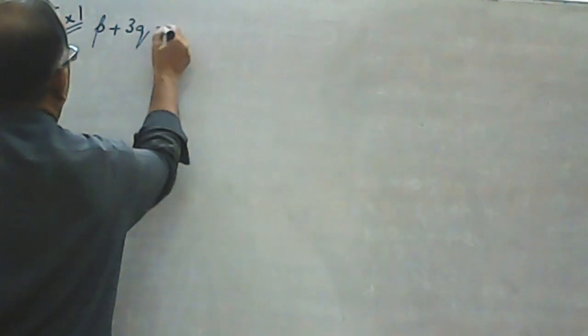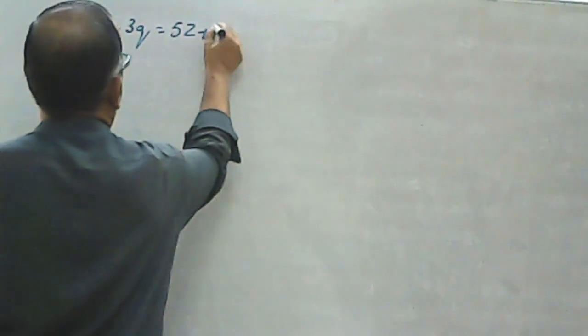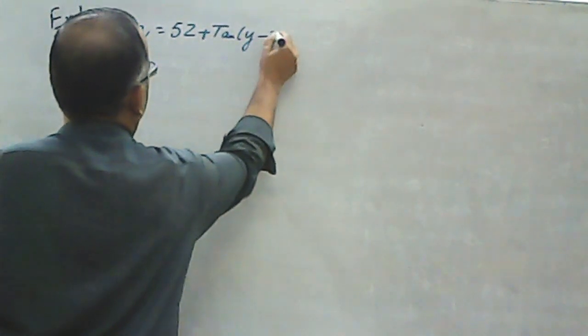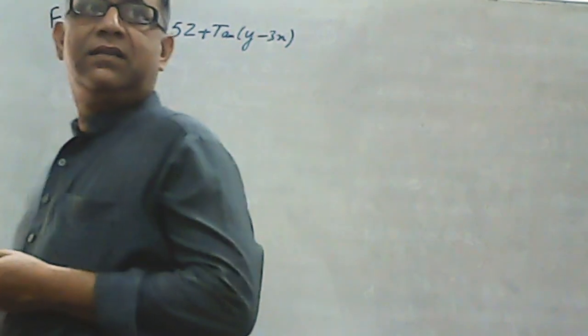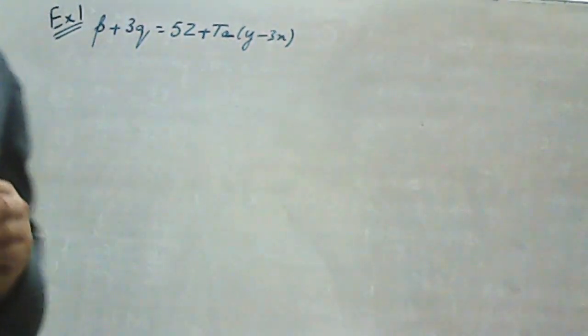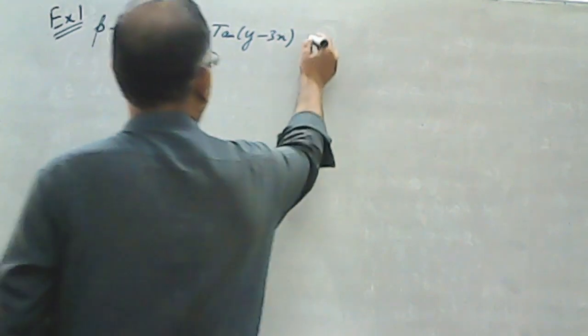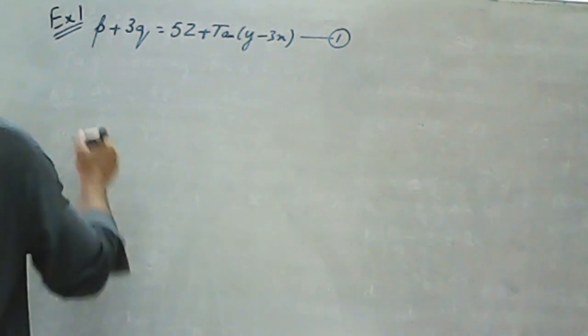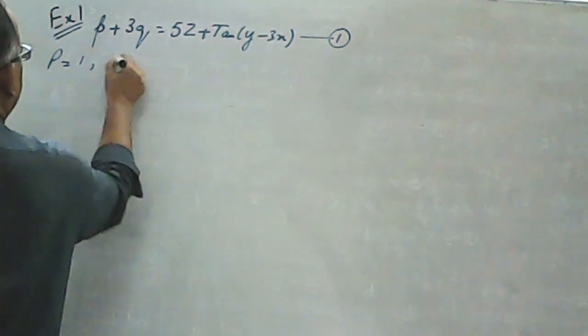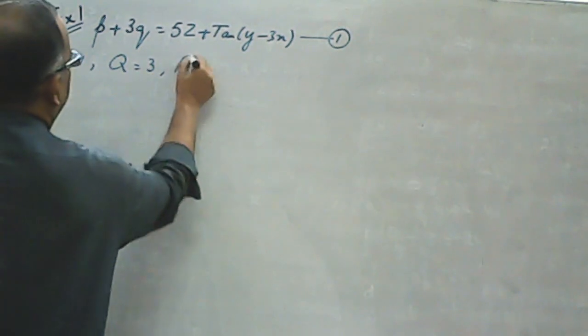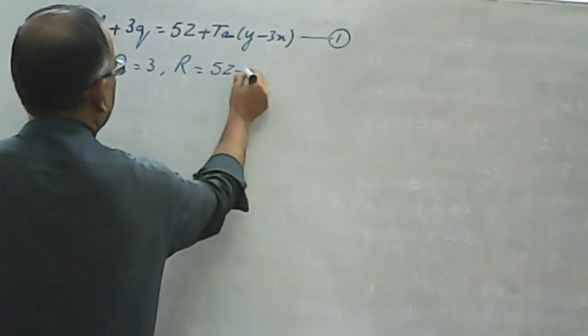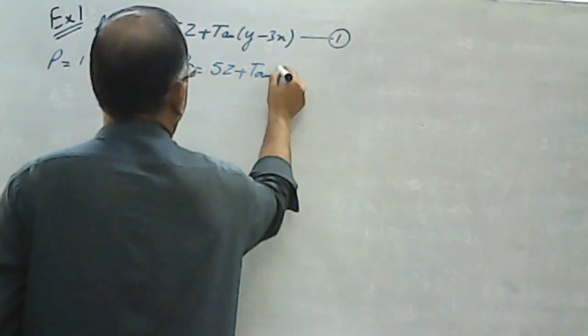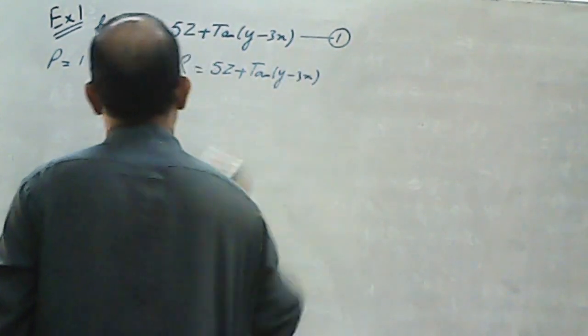In example number 1 we have P plus 3Q is equal to 5Z plus tangent Y minus 3X. Let's consider that this is the case. So this is equation number 1 and again it is in its standard form. So here capital P is equal to 1, capital Q is equal to 3 and capital R is equal to 5Z plus tangent Y minus 3X.